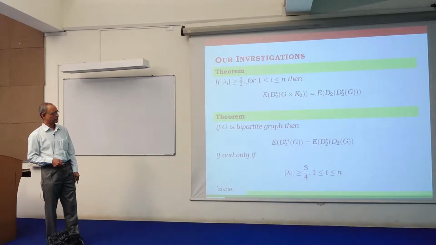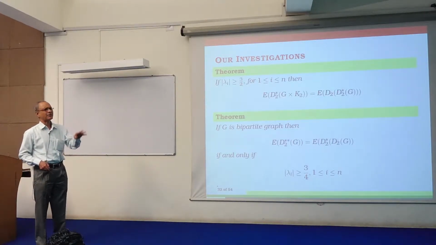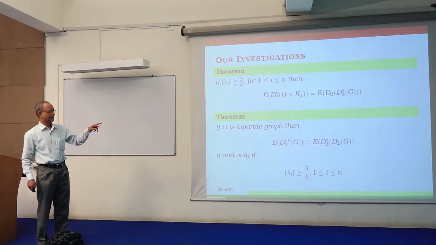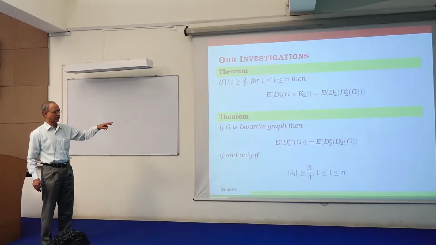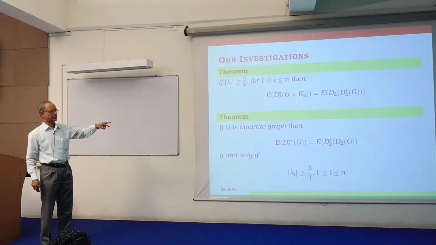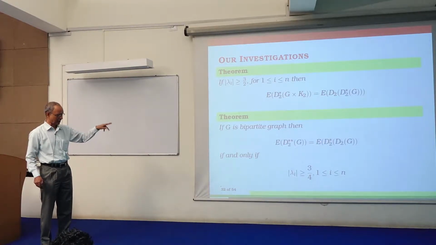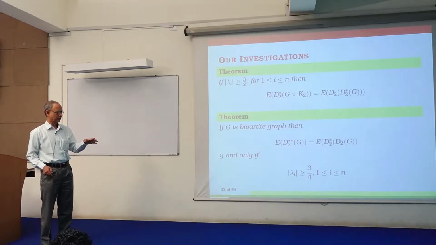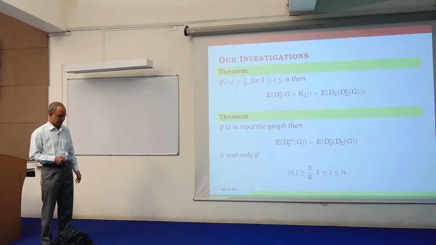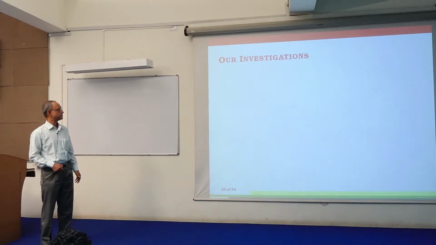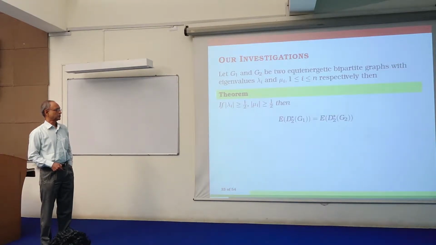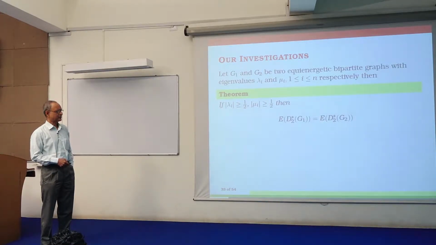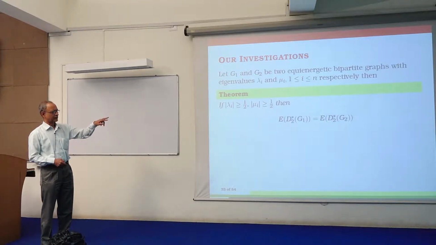Now, we have also proved one characterization, that is, if G is a bipartite graph, then the energy of the 2-extended shadow graph of G and its extended shadow graph both will be the same, but the absolute value of lambda i, that is, all of its eigenvalues, must be greater than or equal to 3 by 4. If it is less than that, then this will not happen naturally. So, one more result is established. It also says that these two graphs are equienergetic.